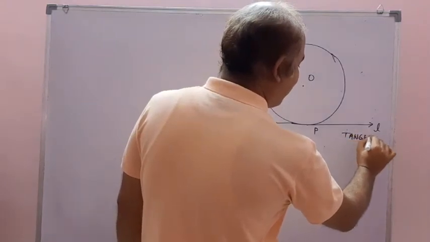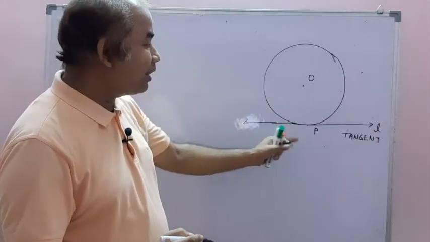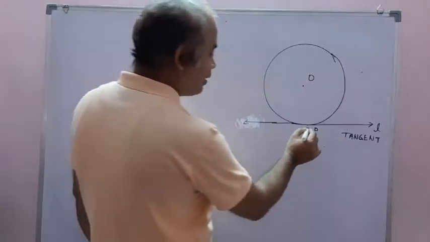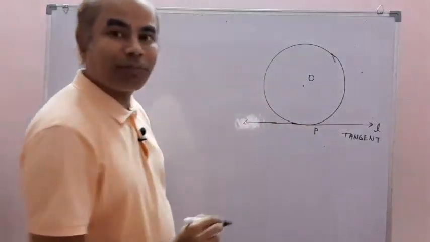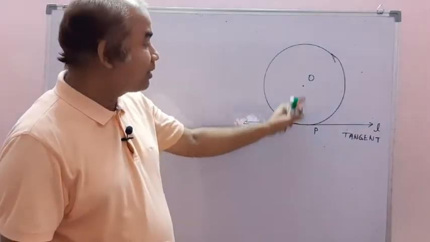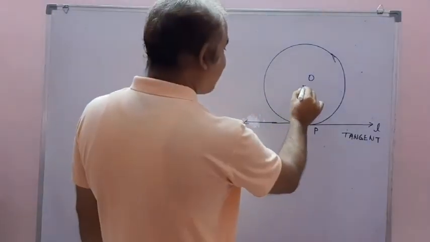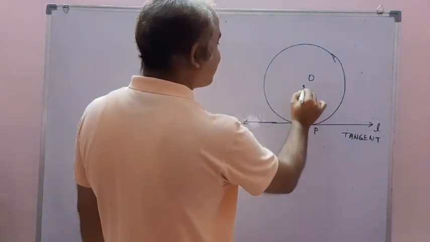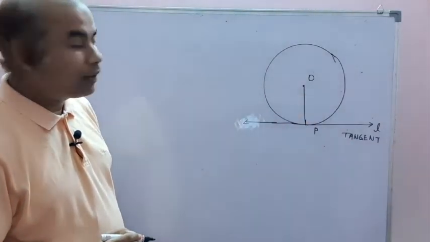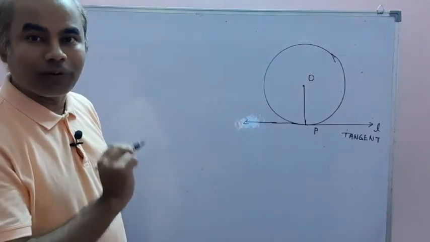Actually, tangent comes from the word tangere, which means to touch. So the line L touches the circle at point P, and this point P where it touches is called the point of contact. This point of contact is the common point of the tangent and the circle, because it is the point of intersection. As soon as I join the center O with point P, a radius is formed. OP is the radius, and it can be called the radius at point of contact.